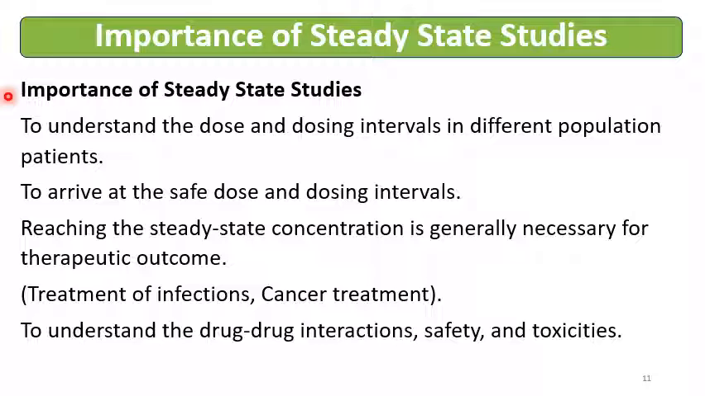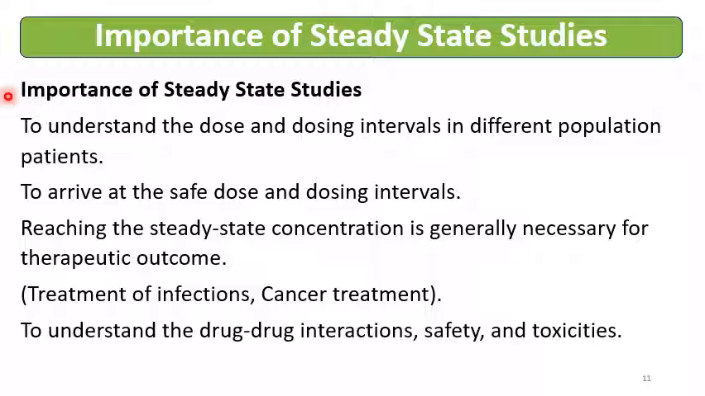Different population means different patients, because the pharmacokinetics depends on the metabolism, elimination, and the organ functionality of the patients. That's why these different population patients are considered for the steady state studies, so that after doing the steady state studies, we can arrive at the safe dose and dosing intervals.